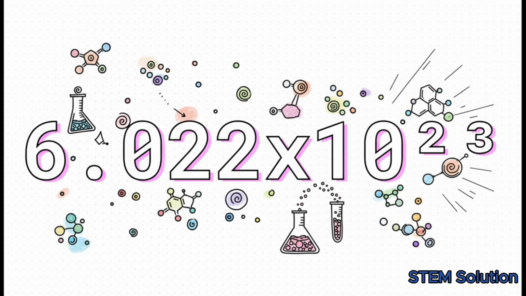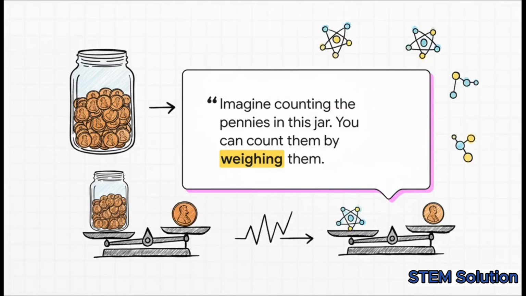So why is it so ridiculously huge? Well, because atoms are so incredibly tiny. You need a massive pile of them just to get an amount that you can actually see and work with in a lab. So, the obvious question is, how do you count out 602 sextillion atoms? And the short answer is, you don't. You can't.